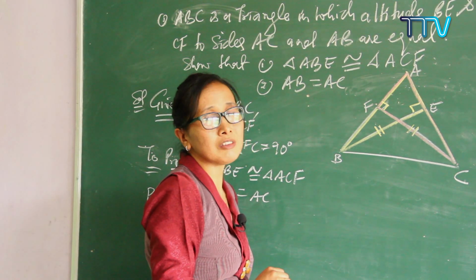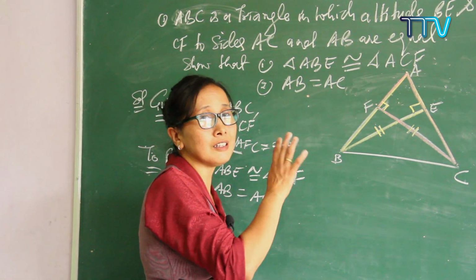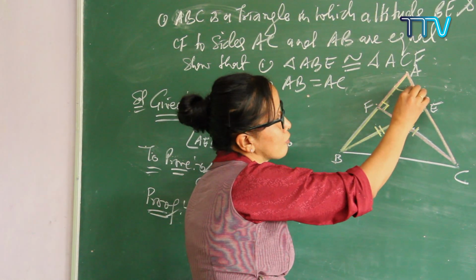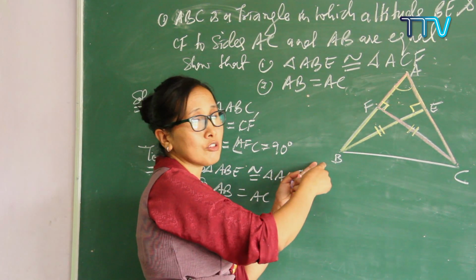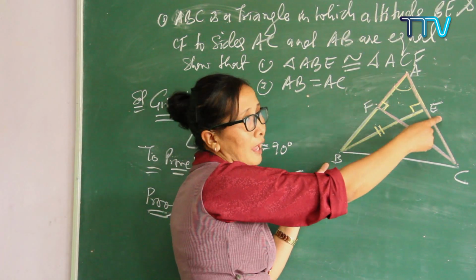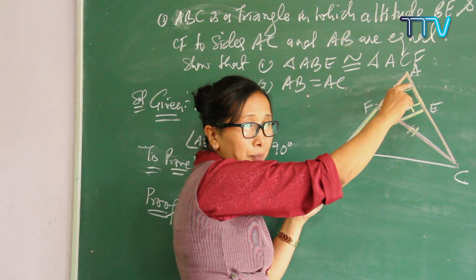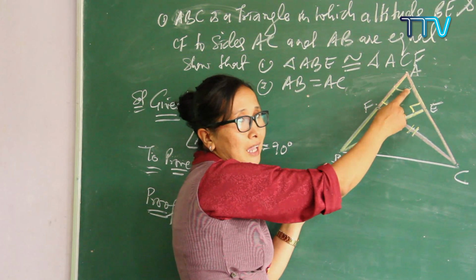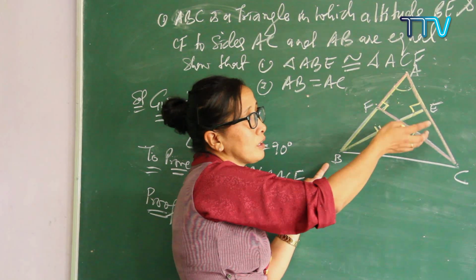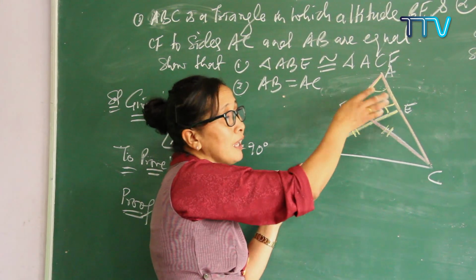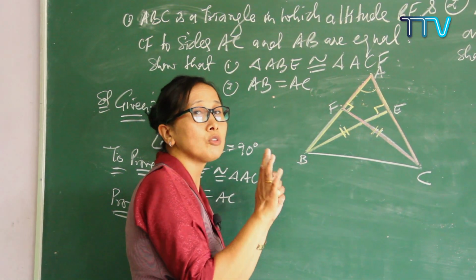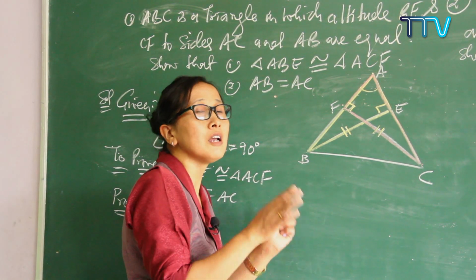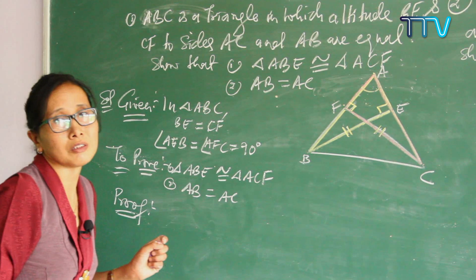Now which one is the third part? Is there any third part given? See here, angle A is common to both the triangles. I can call it BAF here, which includes A, and the same here, CAF. So A is common to both. A belongs to both the triangles. So we found three parts. If three parts are equal to each other, then we can say that the two triangles are congruent to each other. Got it?